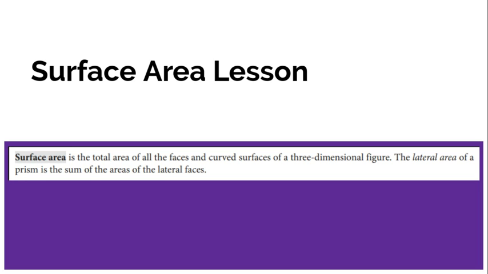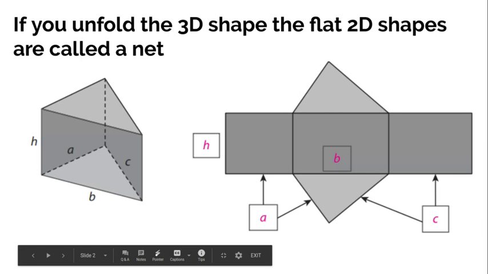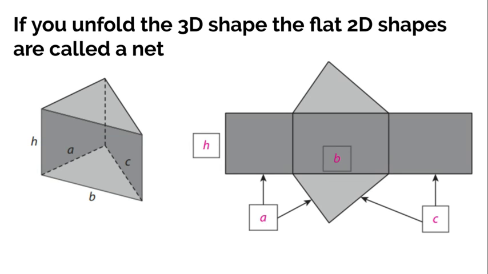So let's kind of look at this real quick. If you unfold a three-dimensional shape, the flat 2D shape that you get is called a net. And so if you look at this triangular prism and we unfold it, you're going to see all these different shapes. Your two bases in this case are the triangles. Your lateral area are those three rectangles that you see there. So in this case, that's H, B, and C.